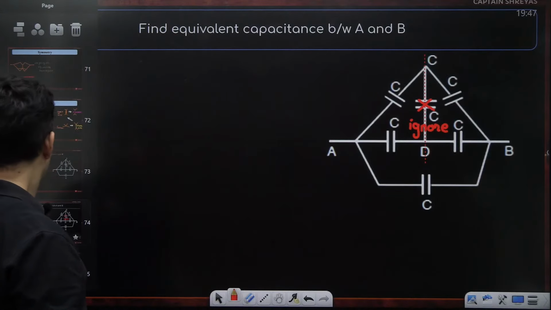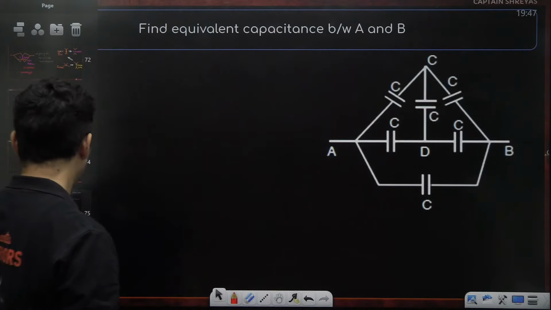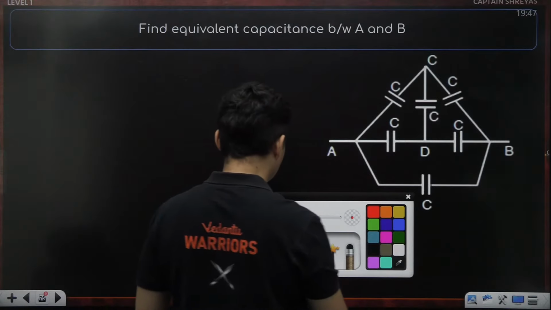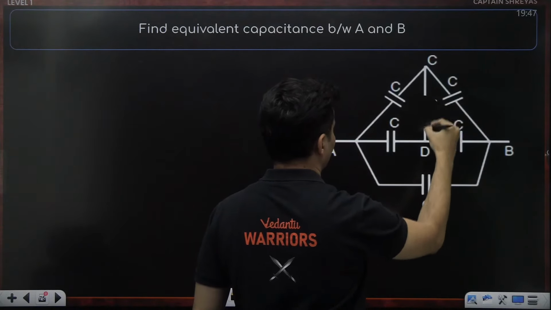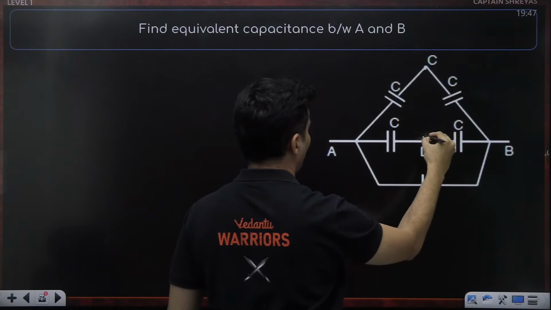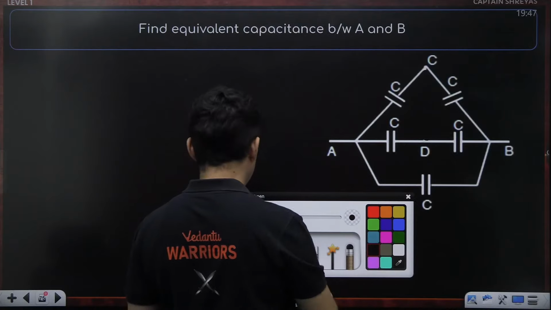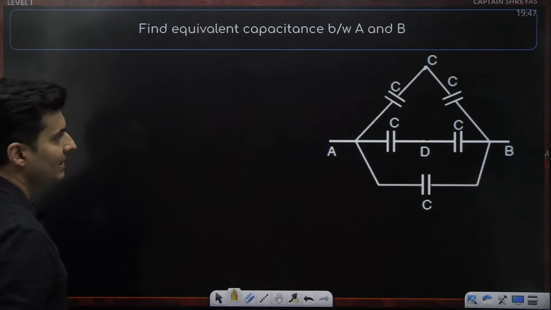And then I can redraw the circuit because I have ignored that particular part. If I ignore that particular part, what will happen? This is how it will look. Now it looks very simple, isn't it? Now we can solve it easily.